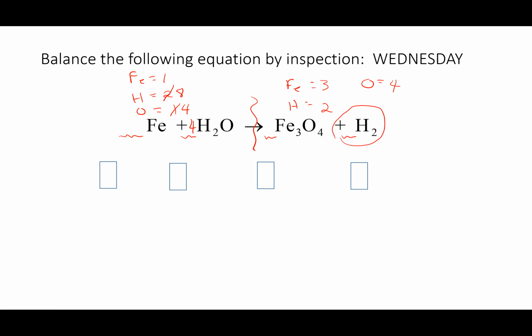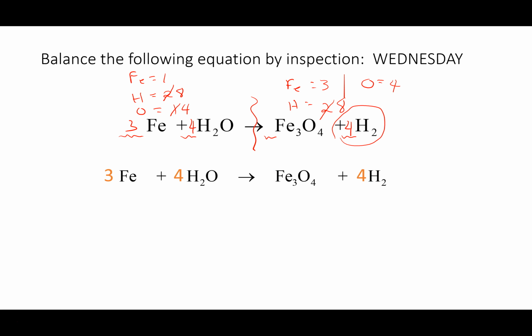Yeah, sorry, I need 8 of them. Yep, I need 8 of them. So if I put a 4 here, I need 8 of them because I have 8 over here. Yep, I have 8 hydrogens, and so if I put a 4 there, that gives me 8 hydrogens. I'm digging it. So now the only thing that's not working for me are the irons, the Fe's. So I have 3 over on the right. How can I get 3 over on the left? Yep, just put a 3 there. So that's just it. That's totally it.